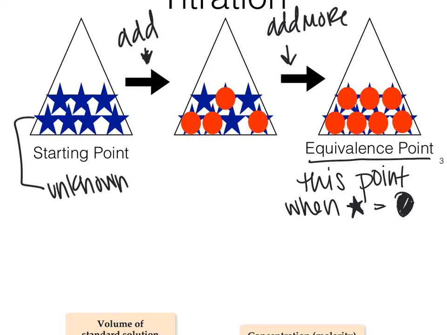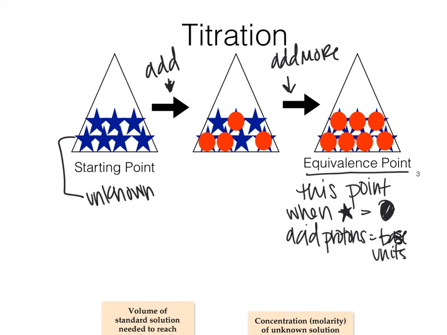If you were to have acids and bases, the acid protons equal the base units. So at the equivalence point, the number of protons and the number of base units is equivalent. So the trick is to think about this along this pathway.